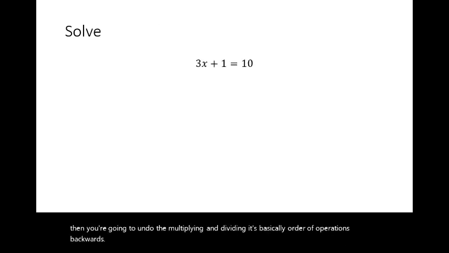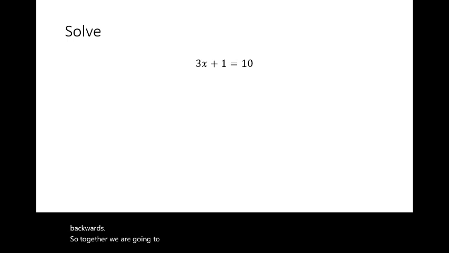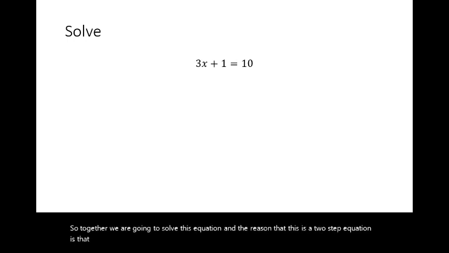So together we are going to solve this equation. And the reason that this is a two-step equation is because there are two different operations that are being performed on the variable. The variable is being multiplied by 3 and we are adding 1.